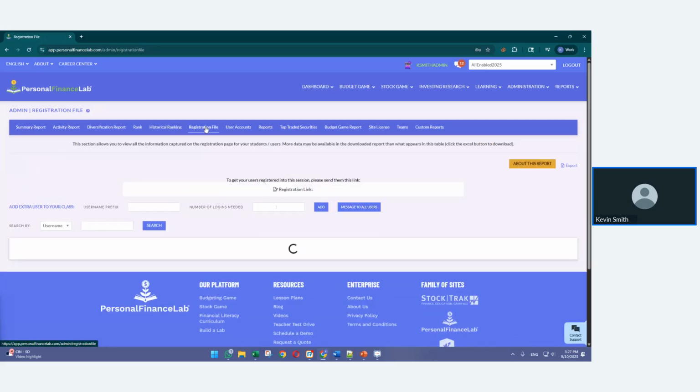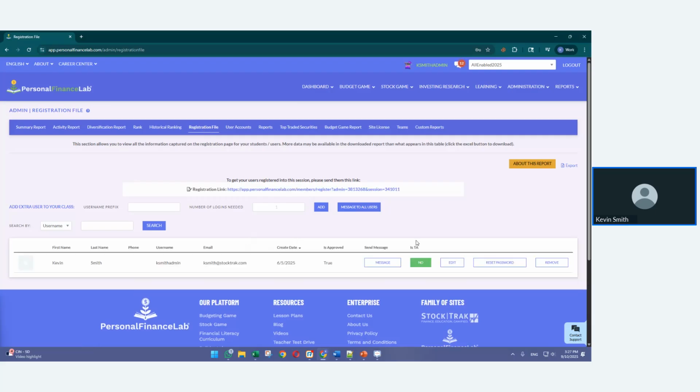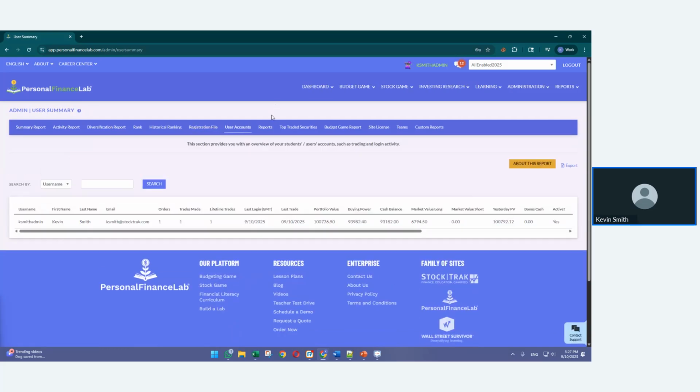Registration file is a very important one. This one lets you reset your students' passwords if you need to, and it lets you send messages that appear in the message center. Teachers generally have better ways to do that through an LMS, but we have an ability to do that through here as well. And if a student got into your class who shouldn't be, you can kick them out with the remove button. And you also have the ability to change their username if they put something that you find objectionable. User accounts, more data.